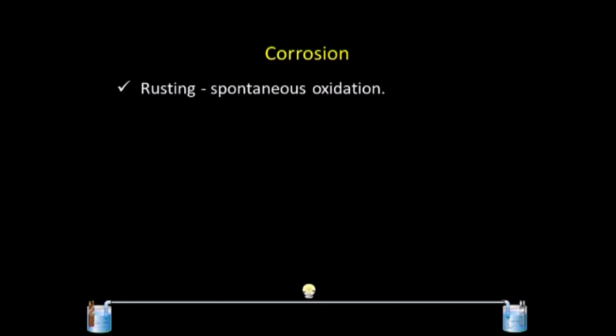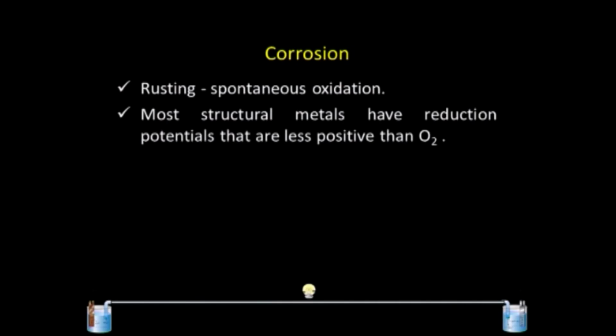Let us now come to corrosion, which is a big problem because rusting, which is spontaneous oxidation, causes damage of billions of dollars every year in the world. Most structural metals have reduction potentials that are less positive than oxygen. For example, if we consider iron, it rapidly oxidizes to give Fe2+ and 2 electrons are evolved. The standard electrode potential for this reaction is 0.44 volt.